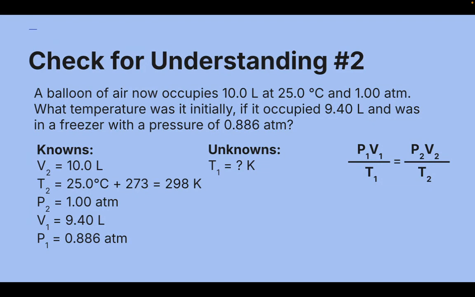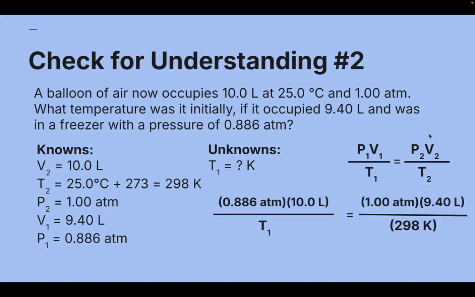You just plug these numbers directly into the combined gas law, checking to make sure that your units for each variable on both sides of the equation match up, which they do. Plugging your numbers into the combined gas law equation like so, and solving, you should have gotten a T1 of 281 Kelvin. And that's going to be it for this video.